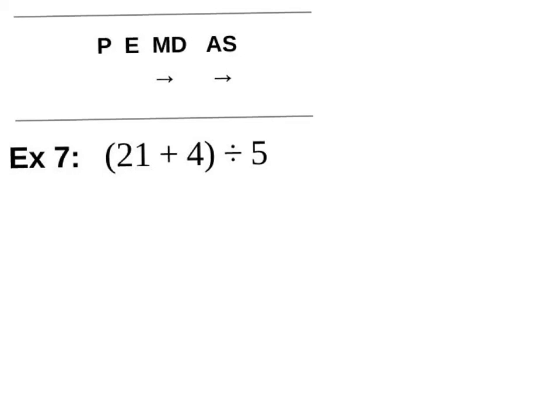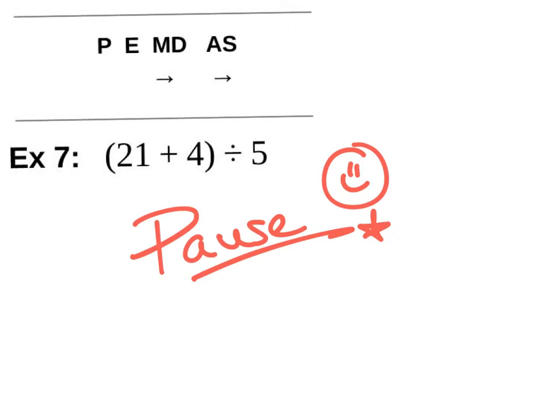Example number 7 is the quantity 21 plus 4 divided by 5. That means 21 plus 4 in parentheses divided by 5. Let's see if you can do this one on your own. Pause.